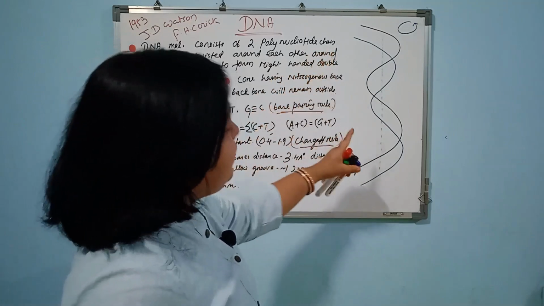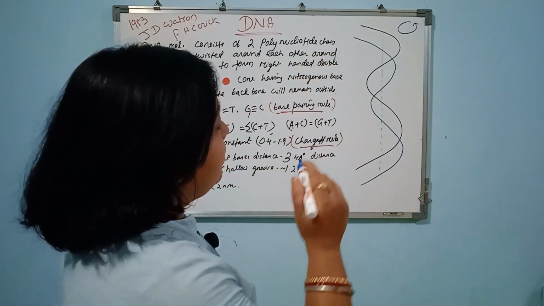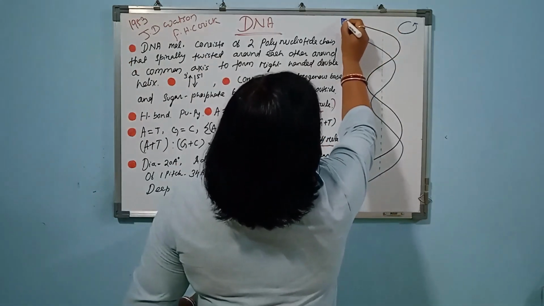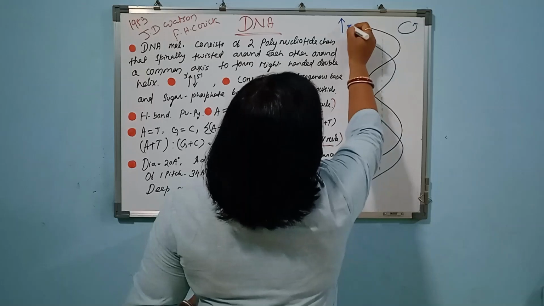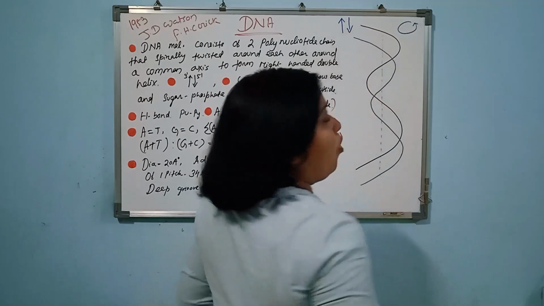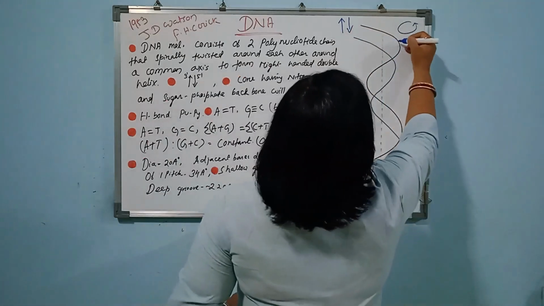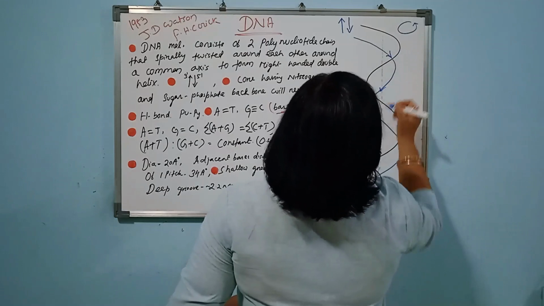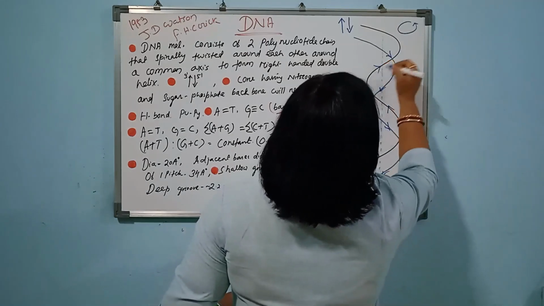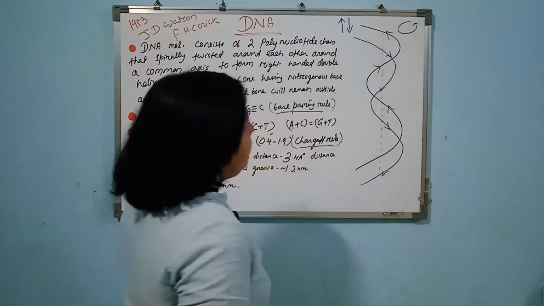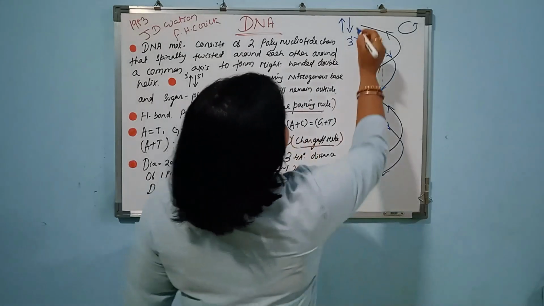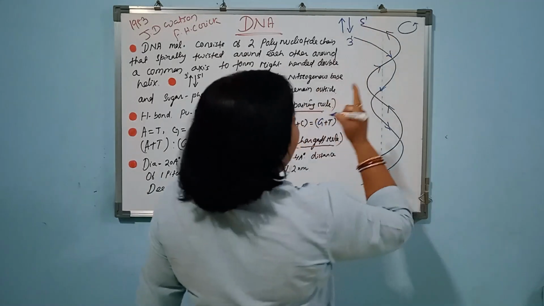They turn in such a way that they both are anti-parallel with each other. Suppose one will run in this way, the other will run in the opposite direction. If one will run in this way, the other will run in the opposite direction. So what will happen? The 3' end of one strand will face towards the 5' end of the other strand.